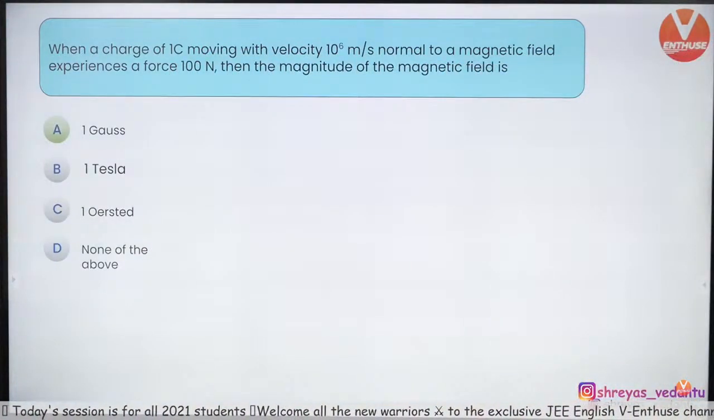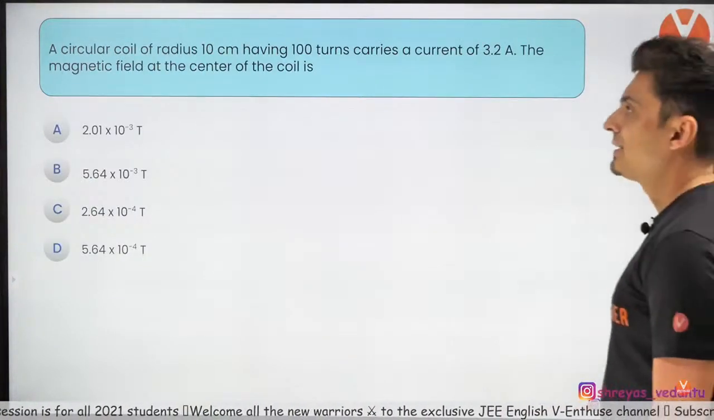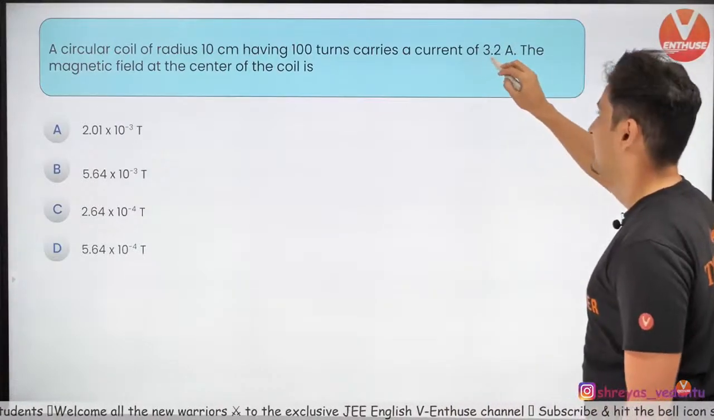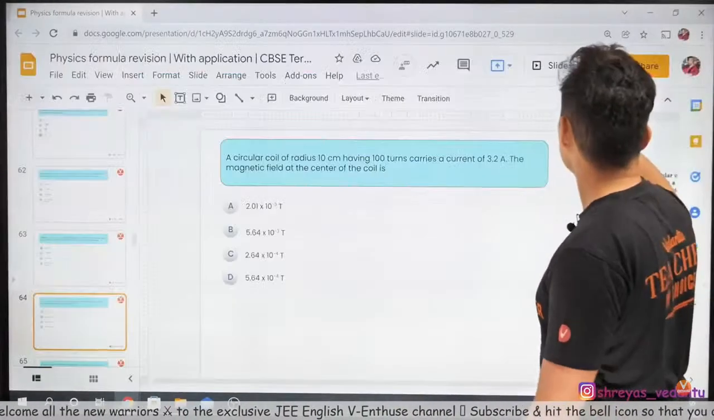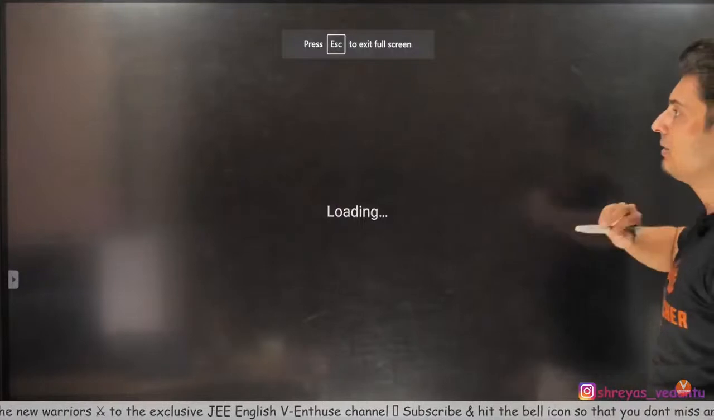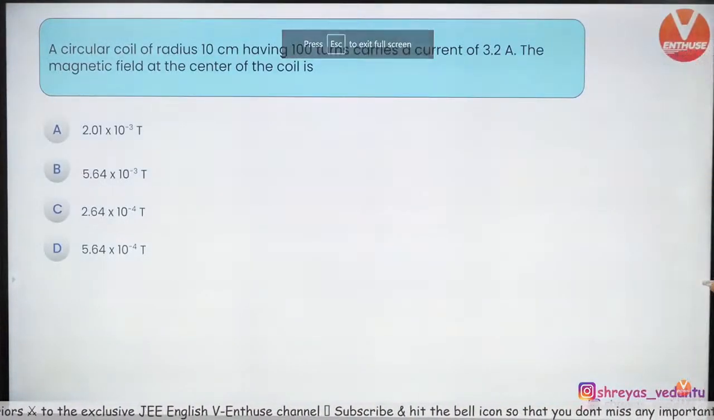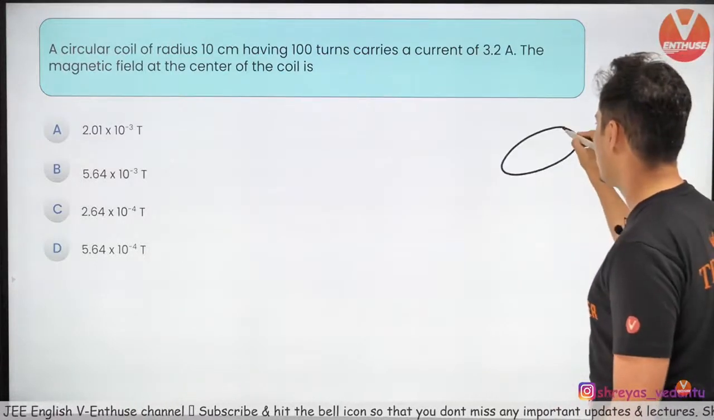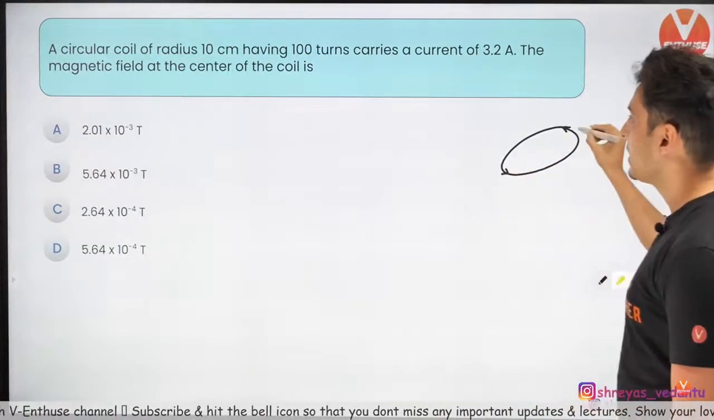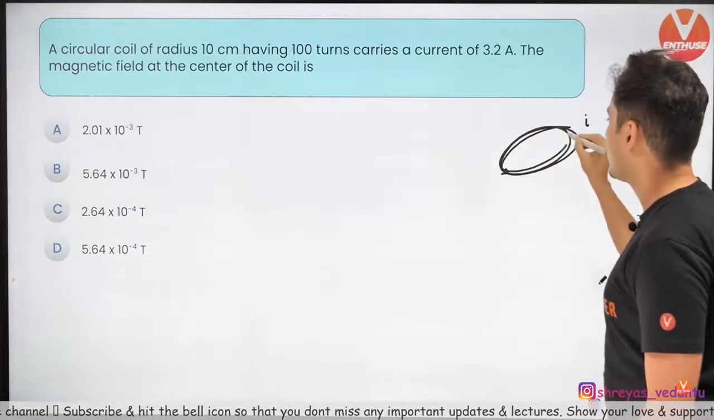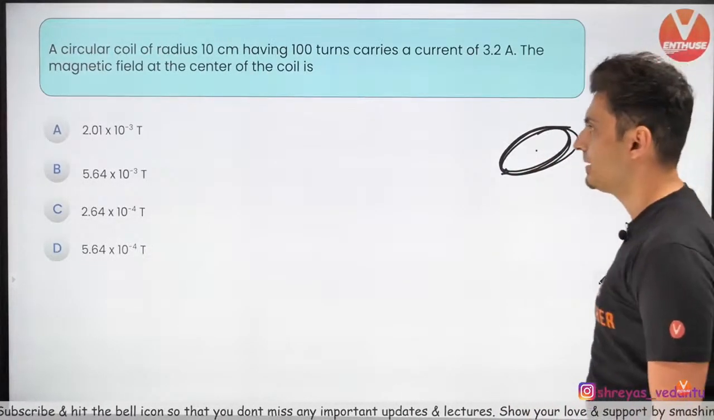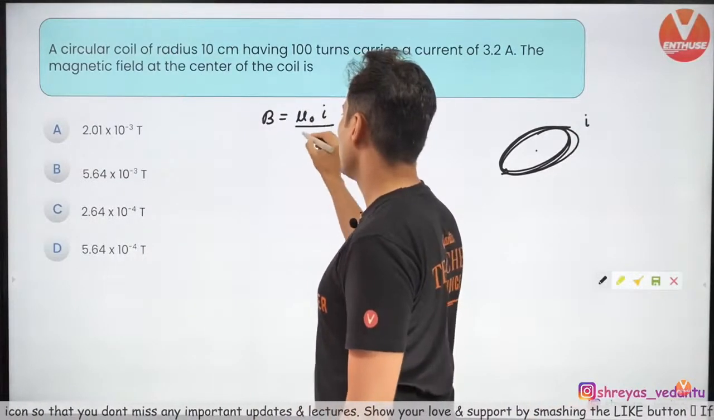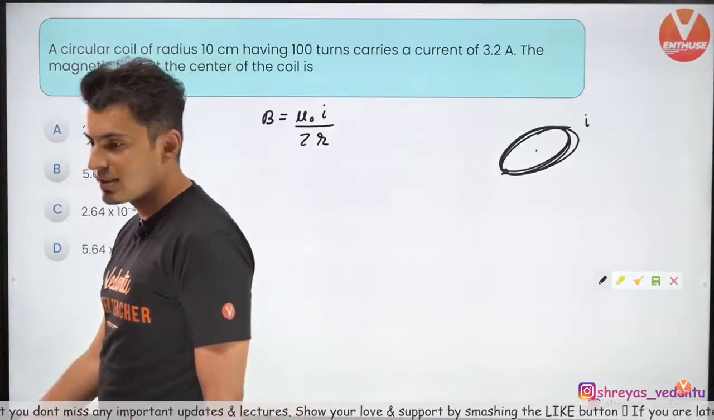Okay. Chalo, let's get moving to the next one. There is a coil of radius 10 having 100 turns, carries this much current. The field at the center of the coil is how much? What's the field at the center of the coil? Let's apply the formulas and see if we can get this. So, current is given, turns are also given. What is the field at the center? We know which formula to use. B is mu naught I by 2R. Chalo, use this fatafat.